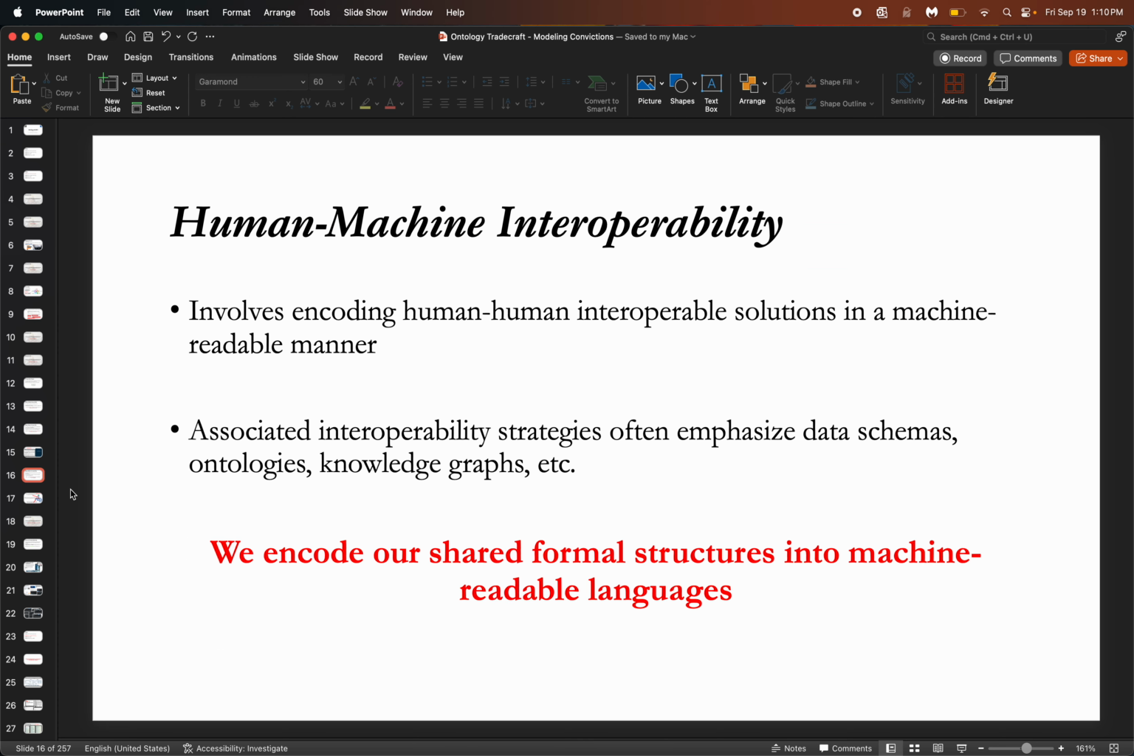Now, there's also human-machine interoperability. This involves encoding human-human interoperability solutions into a machine-readable manner. This is how we bridge human-human and machine-machine. Associated strategies often emphasize things like data schemas or ontologies or knowledge graphs or standards for encoding these things. We aim to encode our shared formal structures into machine-readable languages, and you'll hear that language. We're trying to make our insights or implicit information, our knowledge, machine-readable. And this is the interoperability axis along which that encoding occurs.